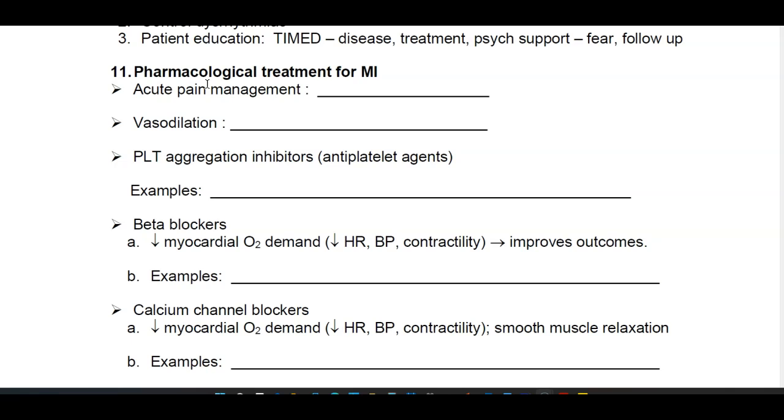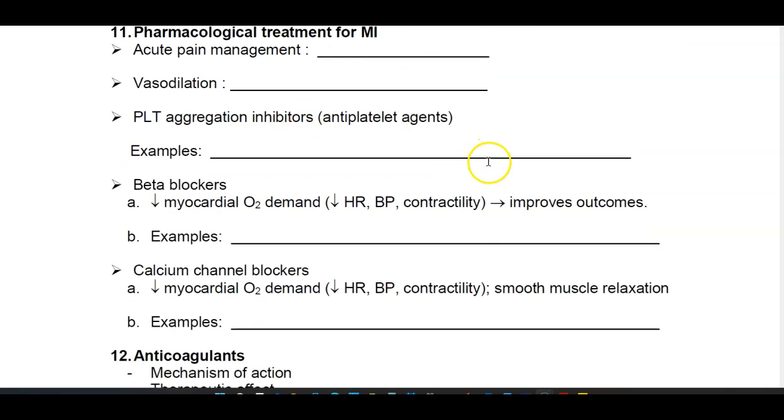Next, we also use calcium channel blockers. Calcium channel blockers, similar to the beta blockers, decrease the myocardial oxygen demand and decrease heart rate, blood pressure, and contractility, and it causes smooth muscle relaxation, especially if the patient is experiencing coronary artery vasospasms. So examples of these drugs include amlodipine and diltiazem.